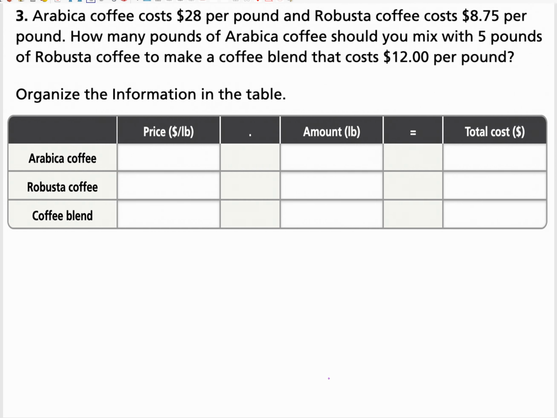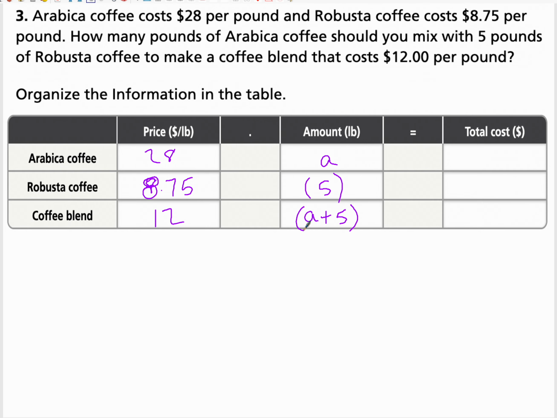All right, so if you have come back now, you should have a 28 here and an A here, just like in the last problem. 8.75, that's an 8, believe it or not. 8.75 and a 5 goes here. And then a 12 goes here because that's the cost of the blend that we want. And then A plus 5 goes here.